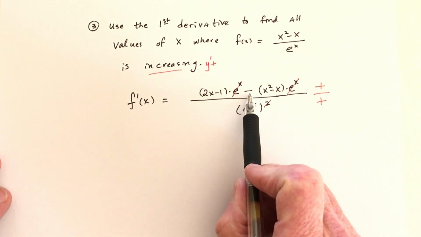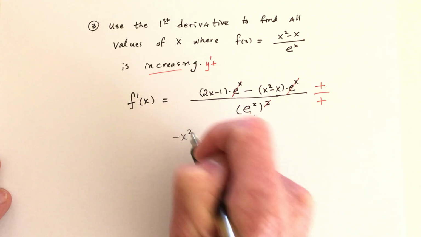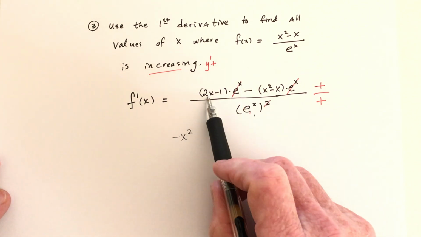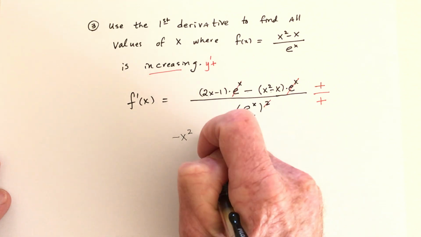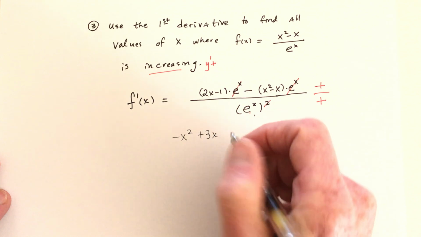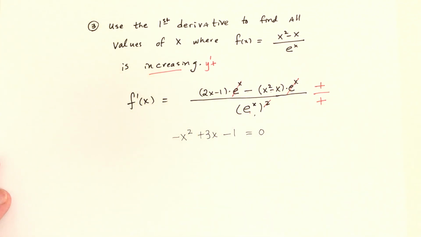So I'm going to put them in order and do the x squared first. So there would be negative x squared, and then this and this would make a positive x. Together with this makes positive 3x. And then the only thing left is a minus 1. And then put that equal to 0.